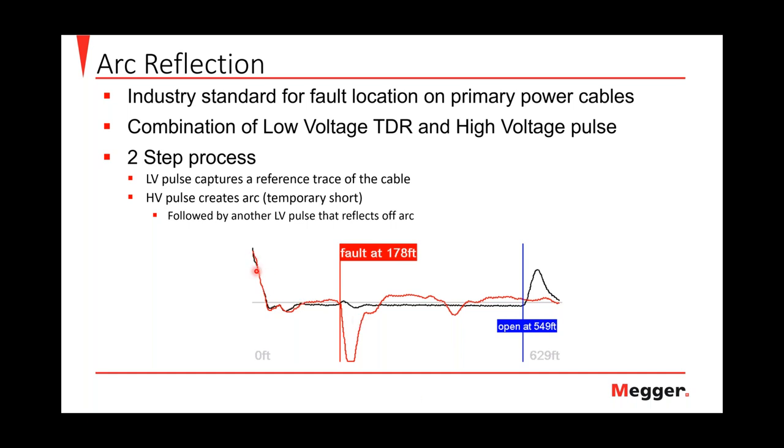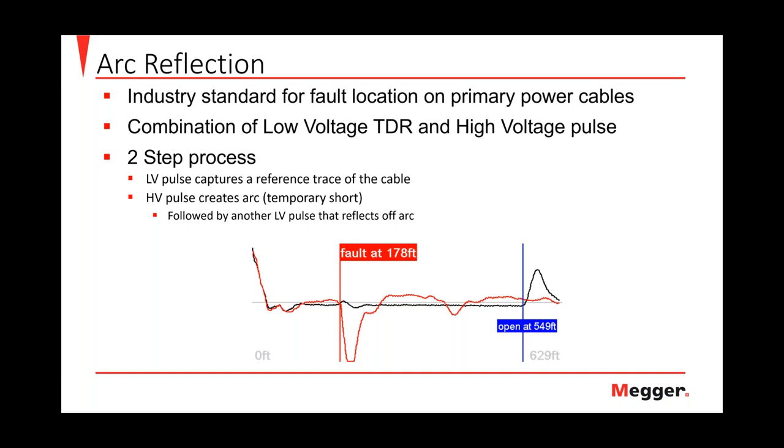So this red line is not a graphing of that high voltage pulse. This is a graphing of that second TDR pulse that was timed to bounce off of that high voltage arc. So a couple things with this, it is important. We have to know what the breakdown voltage of that fault is, because if we can't create that arc, then there is not going to be that short circuit path for the low voltage TDR pulse to reflect off. We aren't going to create that impedance change.